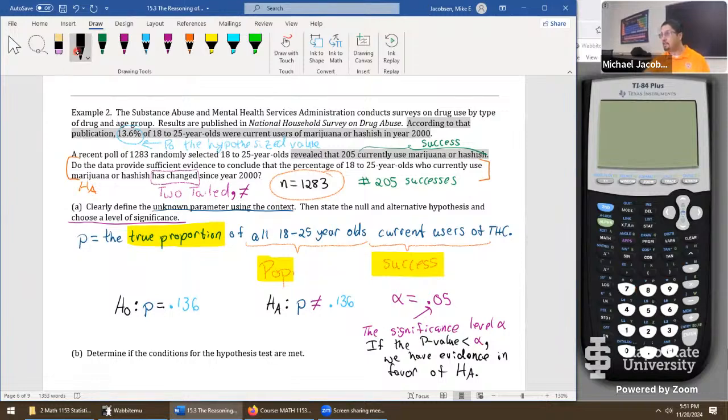Condition number 1 is a condition about randomness. Simple random sample would be the best kind of sample that we could have indicated here, but they did tell us at least there were 1,283 randomly selected 18 to 25-year-olds. So we could say here, the data, let's say maybe in a better way, the sample was collected randomly. So condition 1 is met.